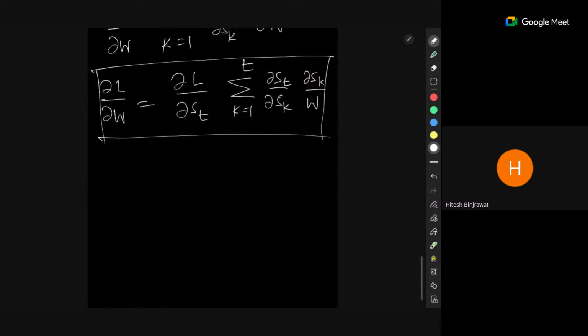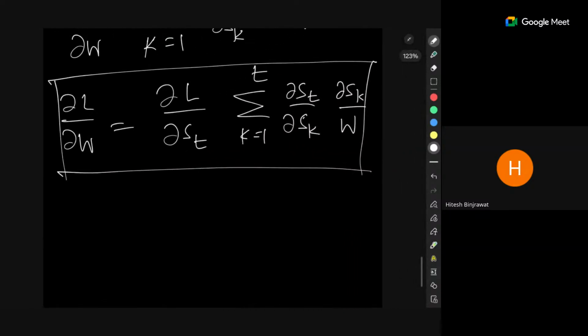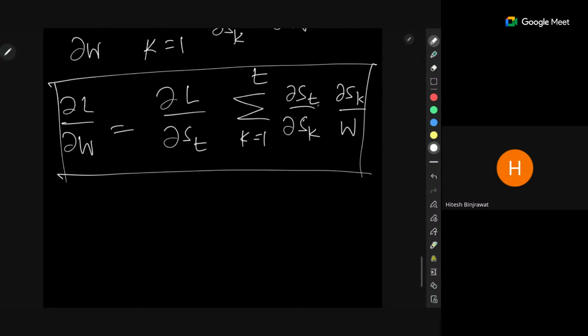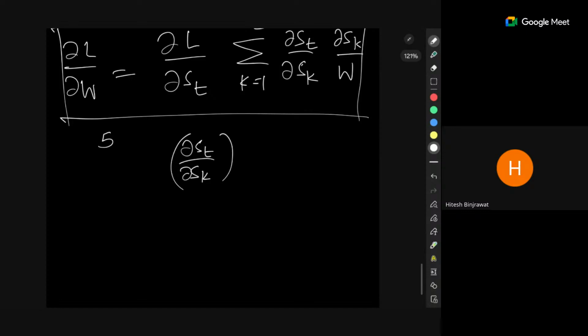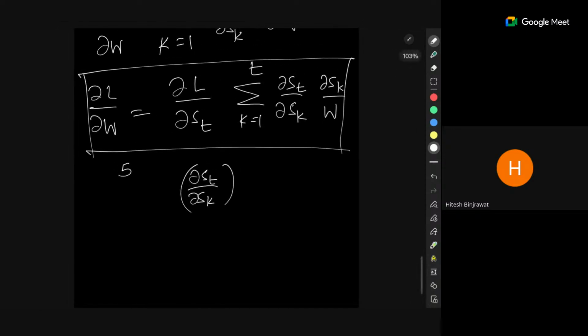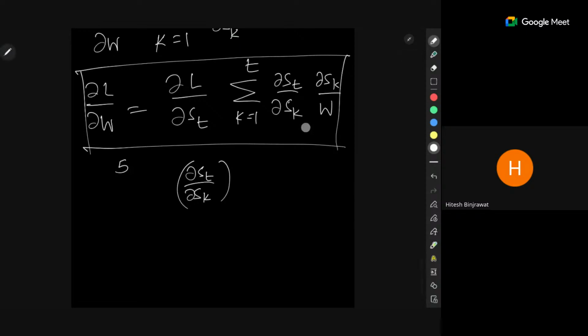Now the issue with RNN is this term. You can see I'm doing ST by SK. This part is the issue. I'm rolling it for, let's say, t times. If I'm rolling it for 5 times, this term will multiply again and again for each of them. This leads to two things. One is exploding gradients, or they are vanishing. So these two problems appear with RNN.